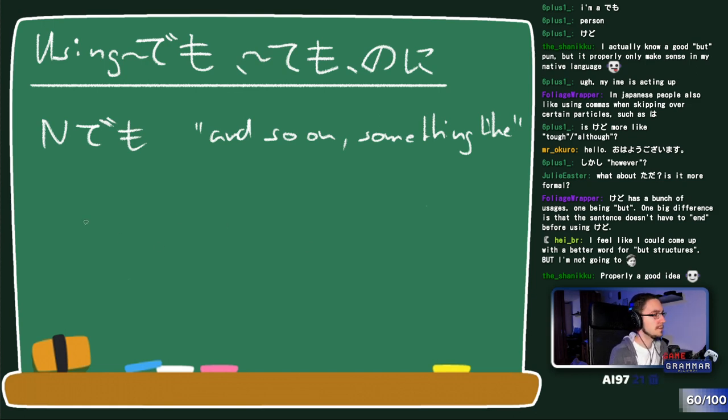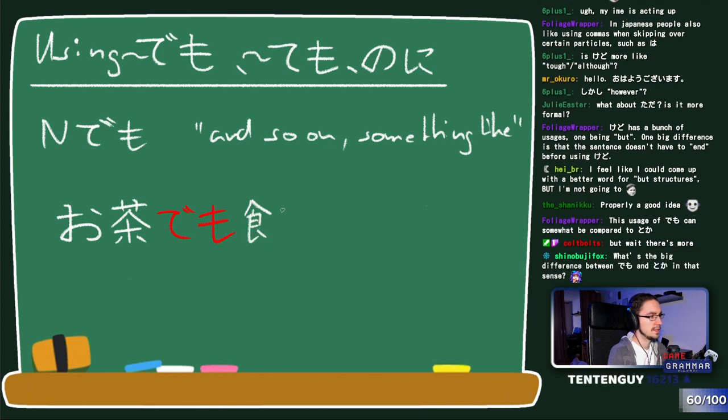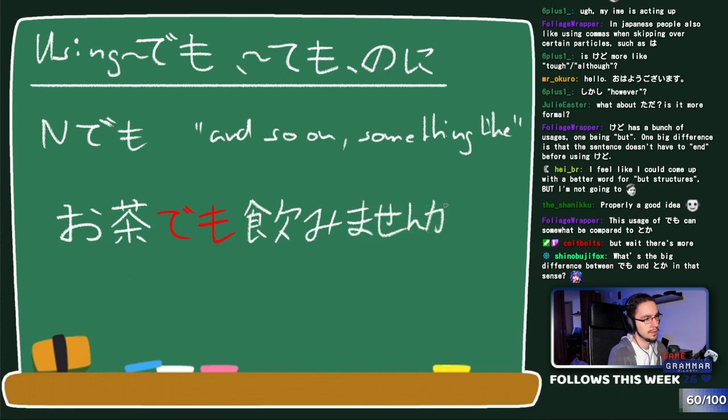It really doesn't mean that, because here you'll have something like, the classical one, I feel like the real classic is ocha demo nomimasen ka, meaning something like 'how about some tea or something?' Ocha demo, and then you would say nomimasen ka? お茶でも飲みませんか? What's the big difference between demo and toka in that sense?